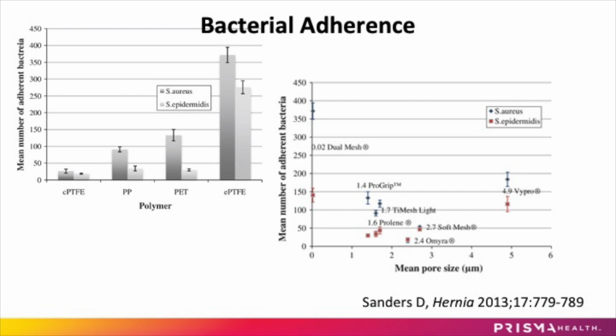You can see in the top left here that a smaller pore monofilament polypropylene mesh has significantly lower bacterial adherence than a laminar microporous PTFE structure. You can see in the figure in the lower right that as the pore size increases, the bacterial adherence significantly decreases, with the exception of one mesh that has a very large pore size but is also a multifilament mesh.